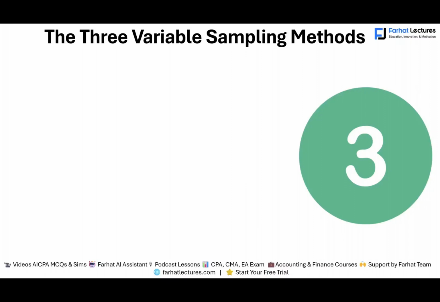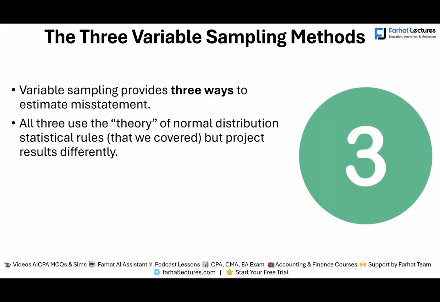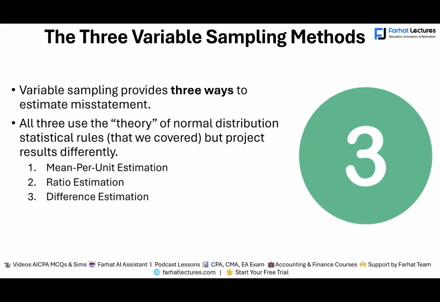This is Professor Farhat, in which we would look at the three variable sampling methods to estimate a misstatement. All of these methods use some sort of theory of the normal distribution that we covered in the prior session, but they project the results differently. We're going to be using mean per unit estimation, ratio estimation, and difference estimation. I will be using the same example to illustrate all three methods.